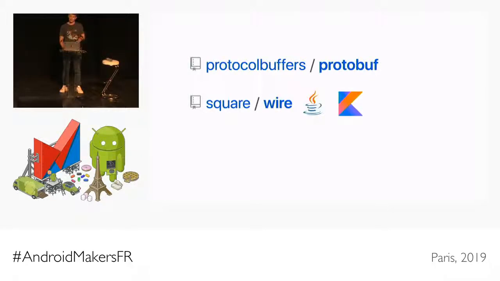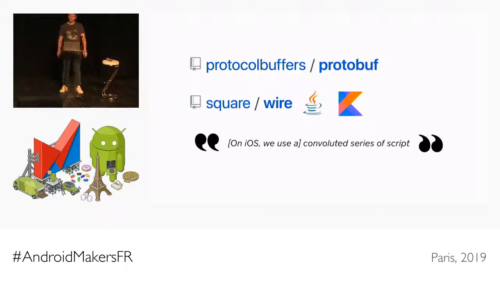So Square developed something called Wire, which does exactly that, just code generation from protos to Java and Kotlin right now. So server uses it, server uses Java, Android uses Kotlin and Java. I forgot what the web does actually, but I asked the iOS team and they just have some really complex script, so they're in trouble, but maybe someday Wire will generate Swift code, I don't know.